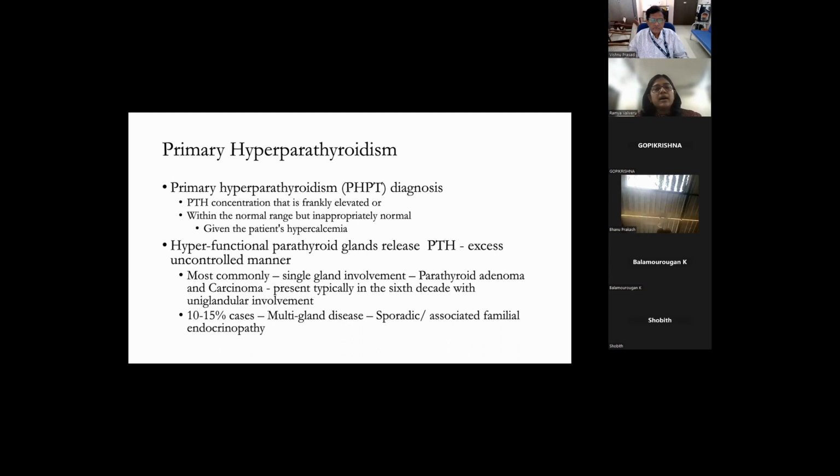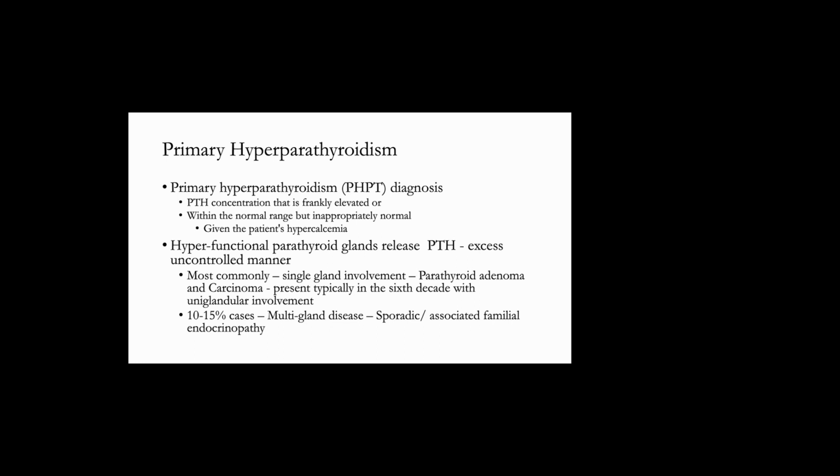So, a PTH concentration that is frankly elevated, or within a normal range but inappropriately normal for a patient with hypercalcemia. We know that there is a feedback mechanism where PTH, vitamin D, and other factors maintain the calcium levels within normal limits, in a very narrow optimal range in the blood. And if there is an increase in calcium, the PTH should go down, right? So even if the PTH is normal for a highly elevated calcium, still it is called primary hyperparathyroidism.